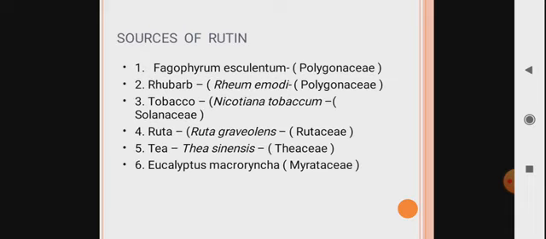There are different sources of rutin, such as Fagopyrum esculentum belonging to family Polygonaceae, rhubarb, Rheum emodi, again Polygonaceae family, tobacco, Nicotiana tabacum, family Solanaceae, ruta obtained from Ruta graveolens, Rutaceae family, tea, Thea sinensis, family Theaceae, and Eucalyptus macrorhyncha belonging to family Myrtaceae. So these are different sources of rutin.